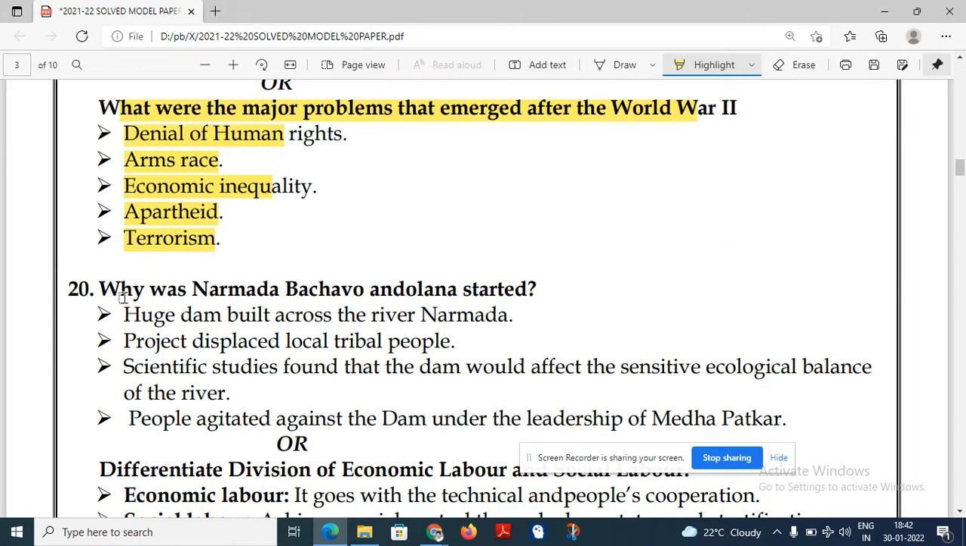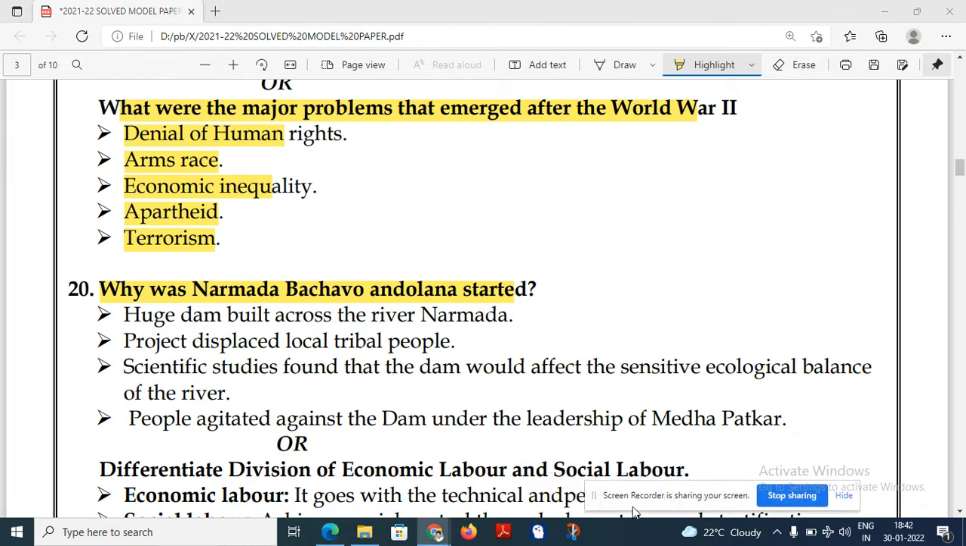Next one is why Narmada Bachao Andolan started, I mean, by Medha Patkar. Because a huge dam was built across the Narmada River, so that Andolan started. And the huge dam displaced local tribal people. According to a scientific study, which revealed a new report, the construction of the dam affects the sensitive ecological balance of the river, the main cause. And people protested against the dam under the leadership of Medha Patkar, the social activist.